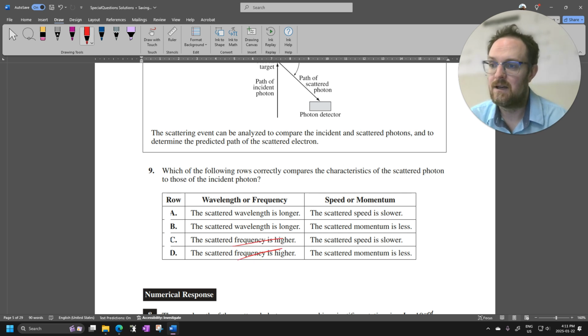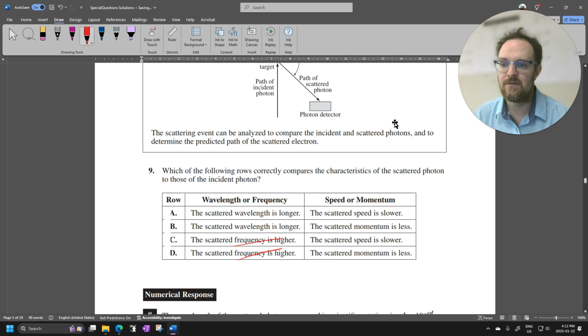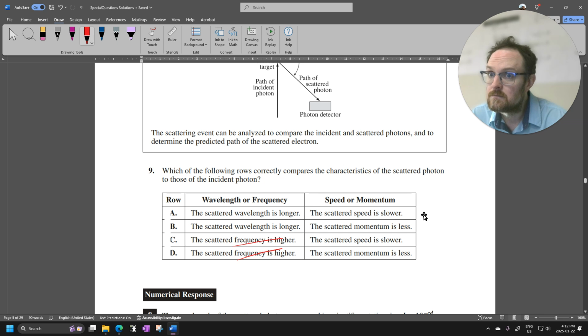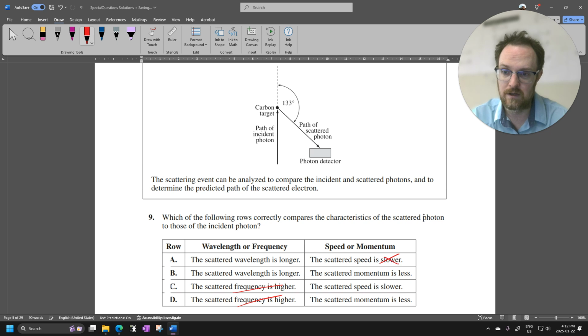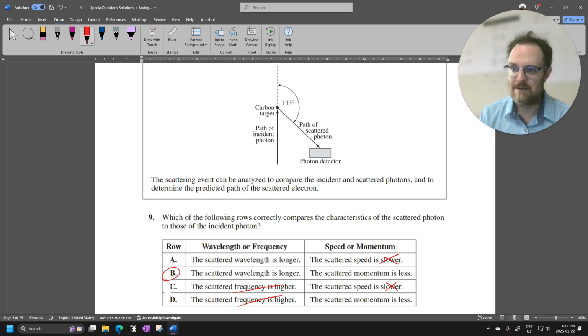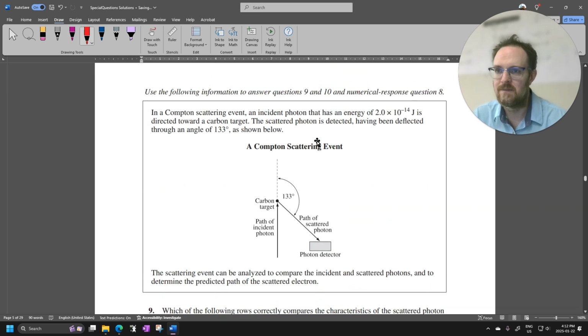So that means it's got to be one of these other two. It has a longer wavelength, so that's good. And the photon is not going to go any slower. Remember, photons travel at the speed of light. They can't go slower than they were before. So based on that, it's got to be B. We don't even have to look at all these numbers.